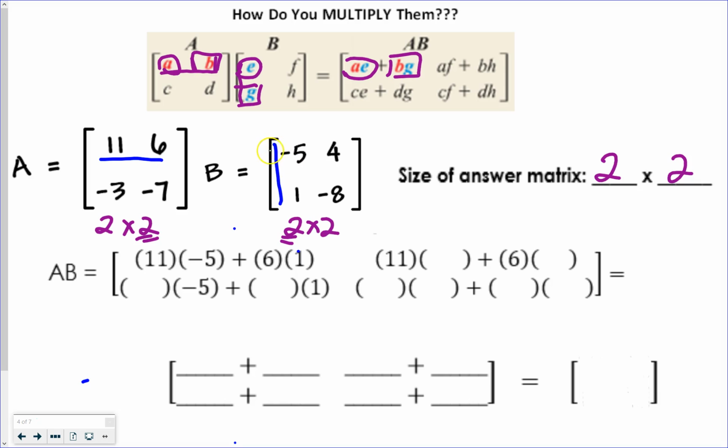So, when I move over, watch. When we move over, I'm going to stay in the first row, but now I'm going to go over to the second column, okay? So I'm still using my first row, but I have moved over to my second column, okay? What comes first for each of those? 11 and 4, right? So I'm going to multiply 11 times 4. And then what came second in both of those? 6 and negative 8.